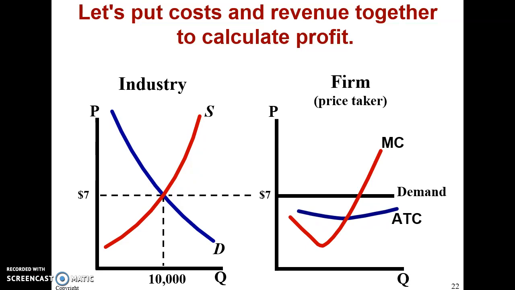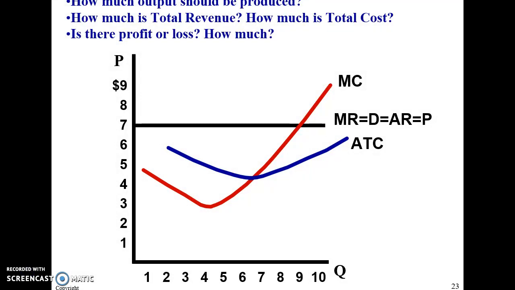So based on our decision rule for marginal revenue equals marginal cost, how much output should this firm produce? Go to the point of intersection where marginal cost equals marginal revenue, and then drop a dotted line down to the quantity axis. So this firm should produce 9. Any less than 9, they'll gain more in revenue than it costs them, and any more than 9, it'll cost them more than they bring in revenue.